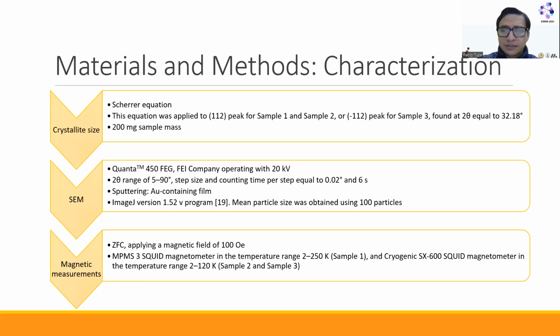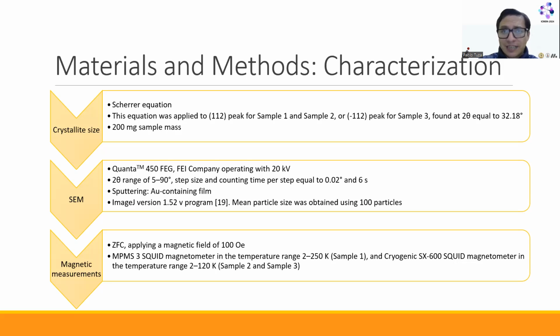The X-ray diffraction patterns were also used to obtain the average crystallite size. The as prepared samples were also characterized using scanning electron microscopy, in which a Quanta TM40450 FEG equipment was employed. And finally, magnetic measurements from the as prepared samples were obtained, in which two equipments were employed.